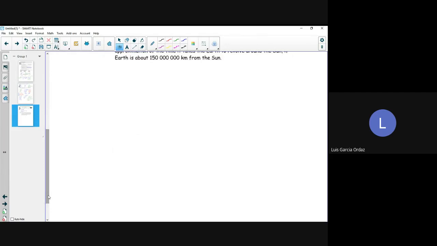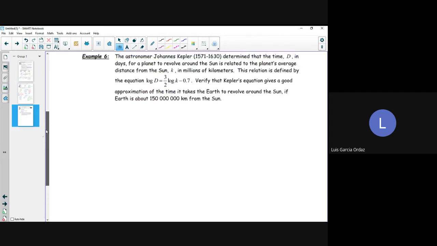Okay, now we're going to do our last example. So for our last example, we have another word problem. The astronomer Johannes Kepler determined that the time d in days for a planet to revolve around the sun is related to the planet's average distance from the sun k in millions of kilometers. This relation is identified by the equation log of d is equal to 3 over 2 log k minus 0.7. We want to verify that Kepler's equation gives a good approximation of the time that it takes the Earth to revolve around the sun, if Earth is about 150 million kilometers from the sun.